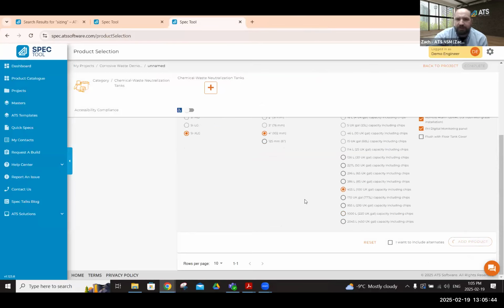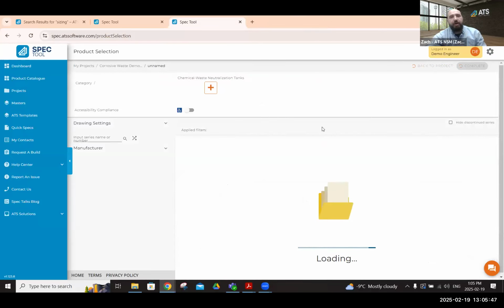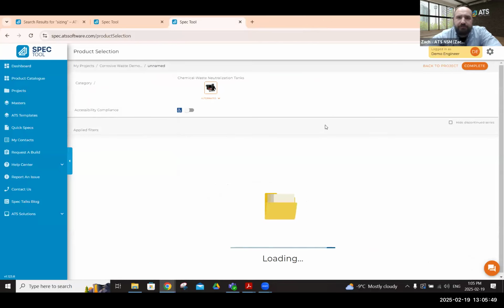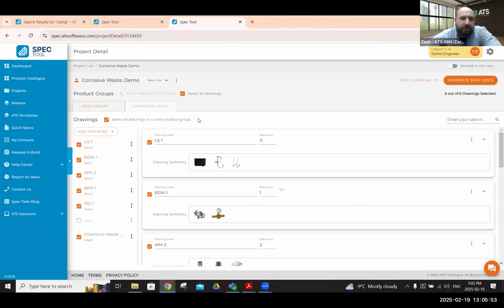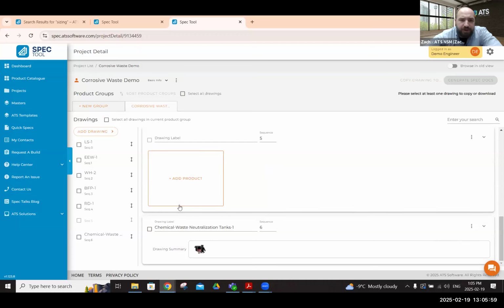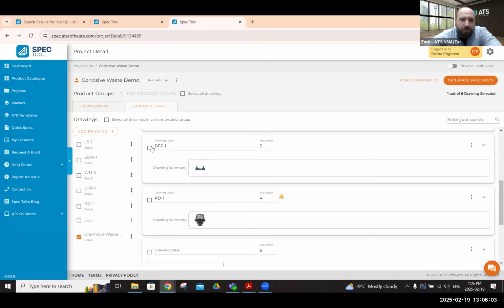Once we hit add product, we're going to add the configured model to our project. And we can hit complete. And then we can download as much or as little as we want. So if we only want to download the one file, we'll just check the box for the one file. If we wanted to download more, we can check the box. We can download the entire group or the entire project.